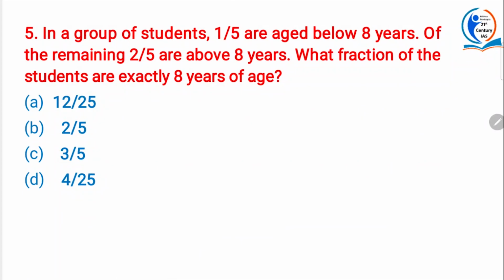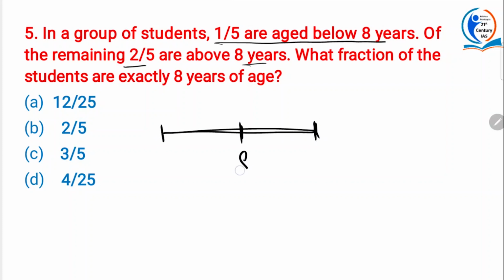Fine? Yeah. In a group of students, 1/5 are aged below 8 years. Of the remaining, 2/5 are above 8 years. What fraction of the students are exactly 8 years of age? Okay. Now, I will take this to be the total number of students. And this is the 8 years place. Now, how many are there below 8 years? It is 1/5 of the total members.